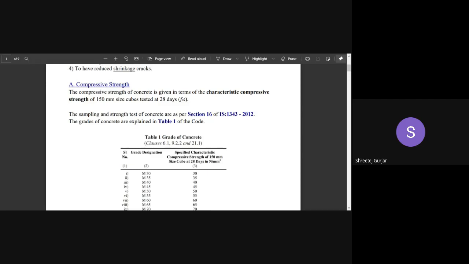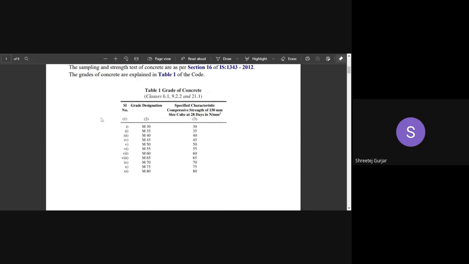Okay. So the sampling and strength test of concrete is as per section 16 of IS 1343/2012. This section 16 of your IS code 1343/2012 gives us how you have to sample your concrete and how you have to strength test it for compression. So you can go through this section 16 and have an idea of how you need to sample your concrete and how you need to perform your strength test for compression. Okay, and how you can get a characteristic compressive strength.